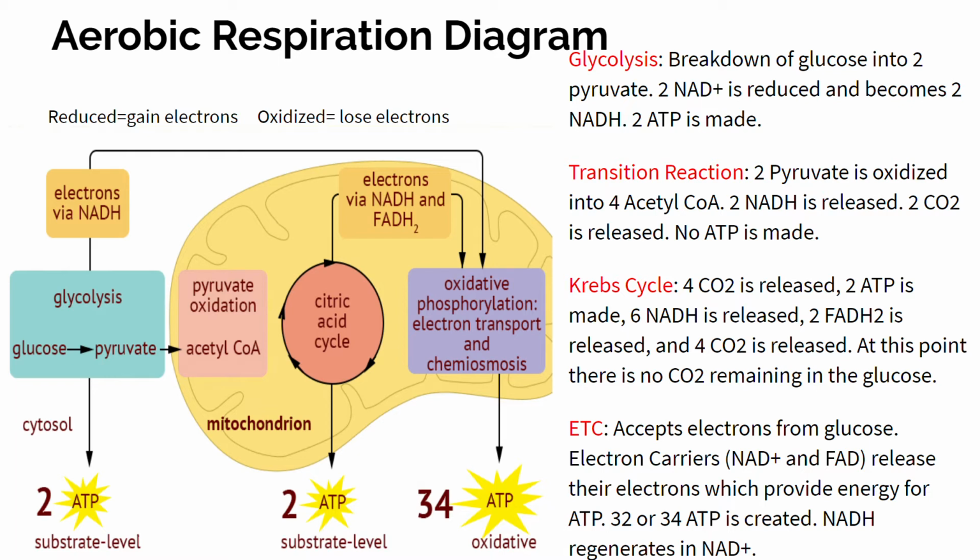The electron transport chain is the last. It accepts electrons from glucose, and the electron carriers, NAD plus and FAD, which initially gathered electrons, now drop all their electrons, which provide energy for ATP. 32 or 34 ATP is created in this, and NADH regenerates into NAD plus, as well as FADH2 becomes FAD again.